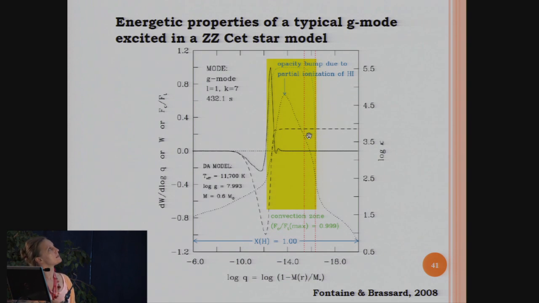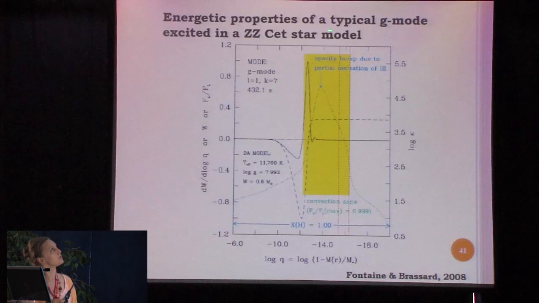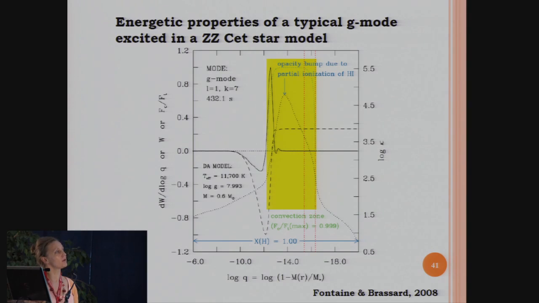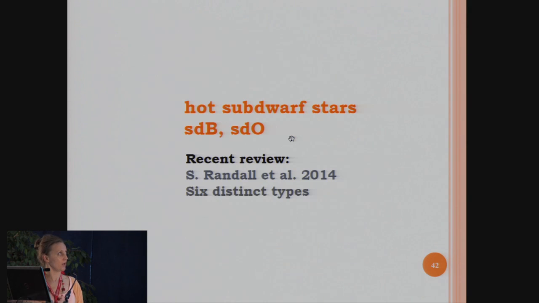And this is the Z30 star model. This is also a typical mode excited in this star, L equal 1, N equal 7. And also in this case, the pulsations are driven by a convection opacity mechanism, but connected with the recombination of hydrogen in the envelope.